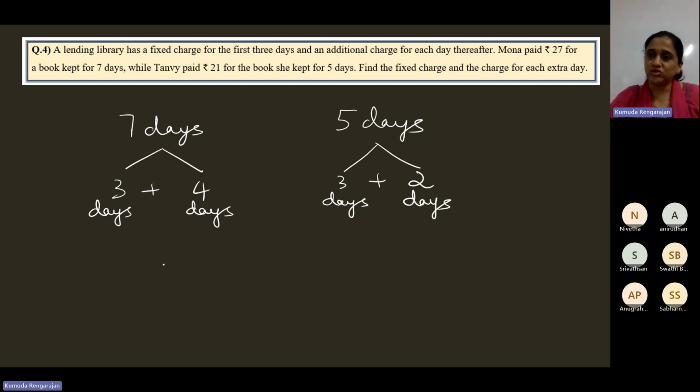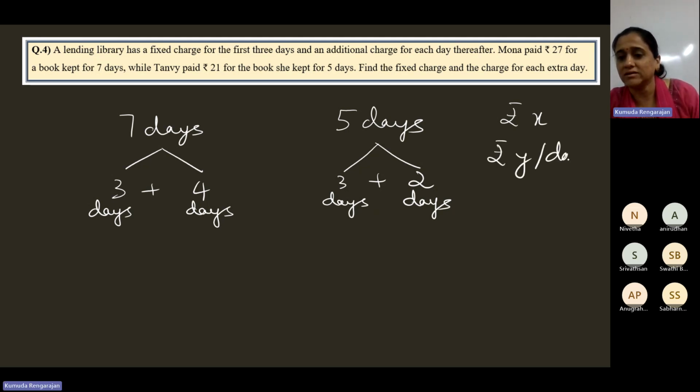What's the fixed charge for 3 days? Fixed charge is not for 1 day. Fixed charge is for 3 days. For all the 3 days, only one charge it is, rupees X. It's not rupees X per day. The fixed charge for all the 3 days is rupees X. From the 4th day, per day it is rupees Y per day.